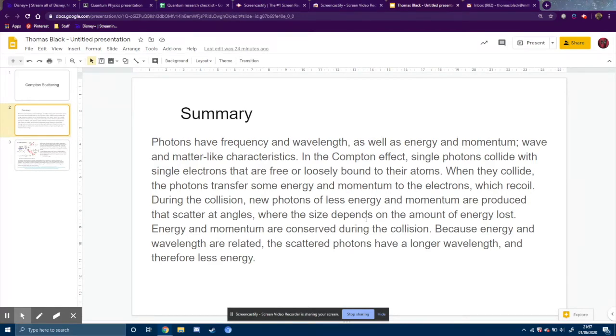The photons would then scatter at different angles, and these angles depended on the amount of energy they lost. And throughout the whole collision, energy and momentum are conserved because the electrons would have an increase in energy. The scattered photons would lose energy and therefore have longer wavelengths, so they'd be different.